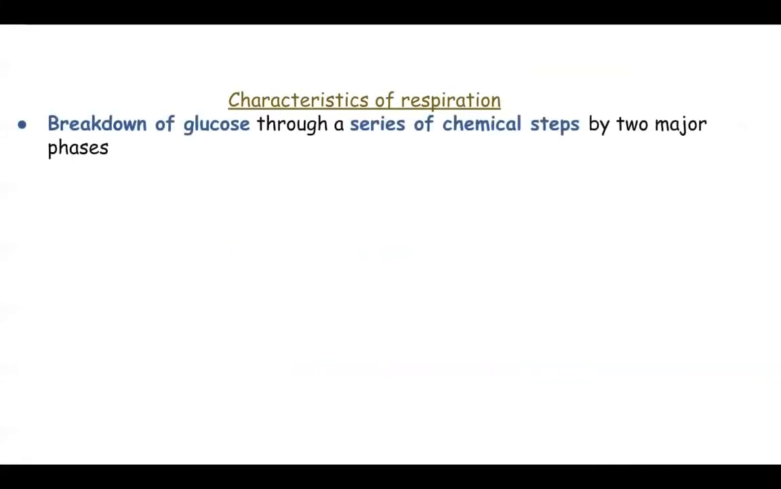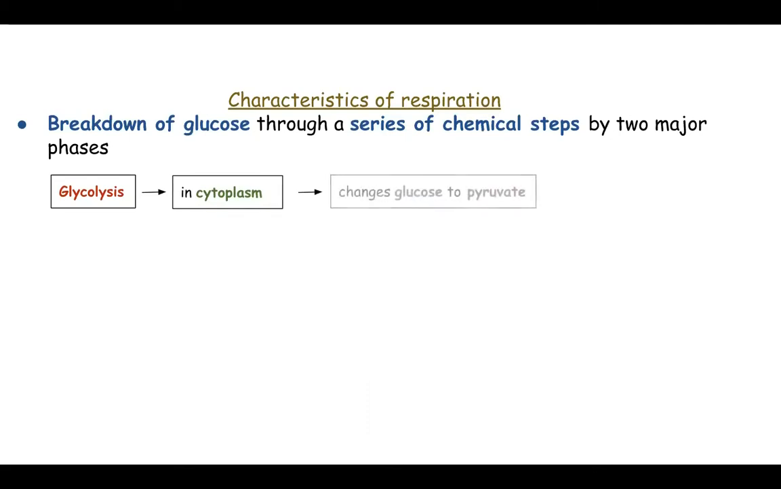Now, what are the characteristics of respiration? Respiration is basically breakdown of glucose through a series of chemical steps by two major phases. The first phase is called glycolysis. This part of respiration occurs in the cytoplasm and it breaks down glucose to pyruvate. Glucose is a 6 carbon compound and pyruvate is a 3 carbon compound. So, this first step of glycolysis breaks the 6 carbon glucose to a 3 carbon pyruvate.